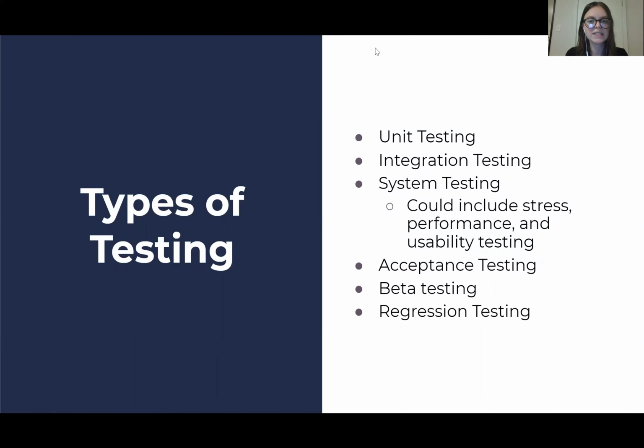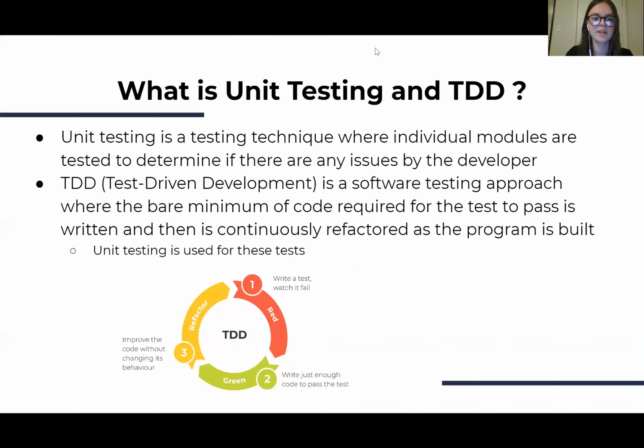And then regression testing is if you make a small change, so if you fixed a bug or you made an enhancement in your code, to make sure that little change did not break your code and that your tests still pass. So what is unit testing and TDD? Unit testing is when you test an individual module that you created to make sure that it's working correctly. And then TDD is a software testing approach where you make a little bit of code, just enough to pass your test, and then you refactor your program's code. And then you go back to the test and you run it again.